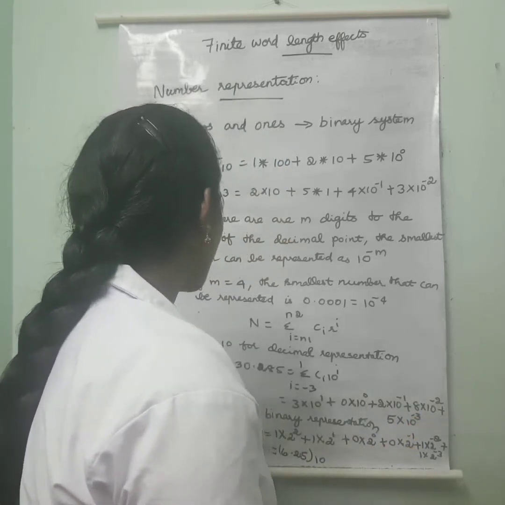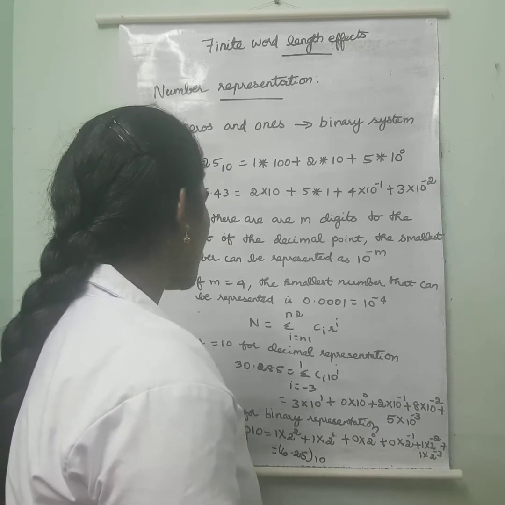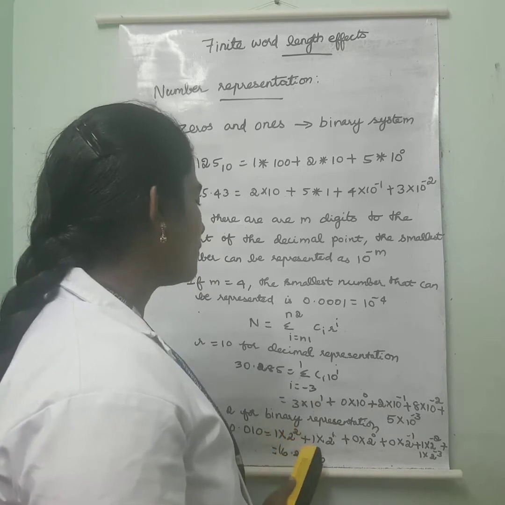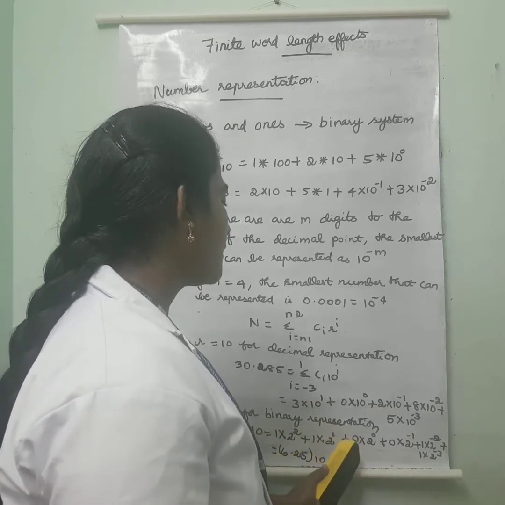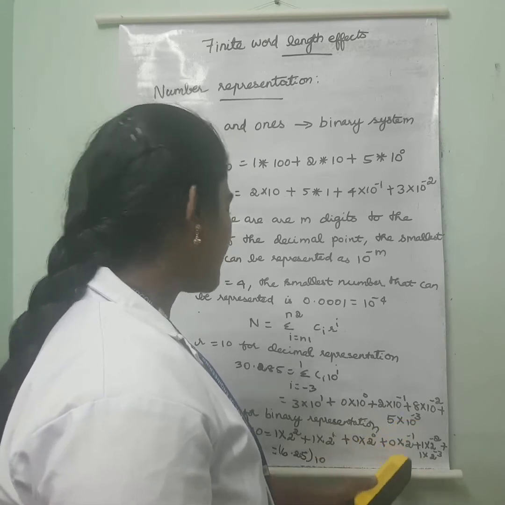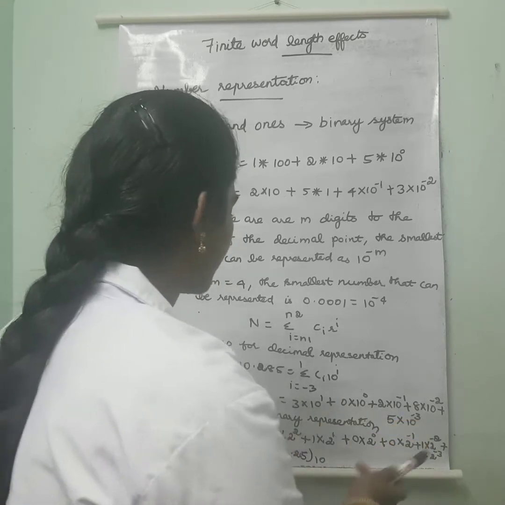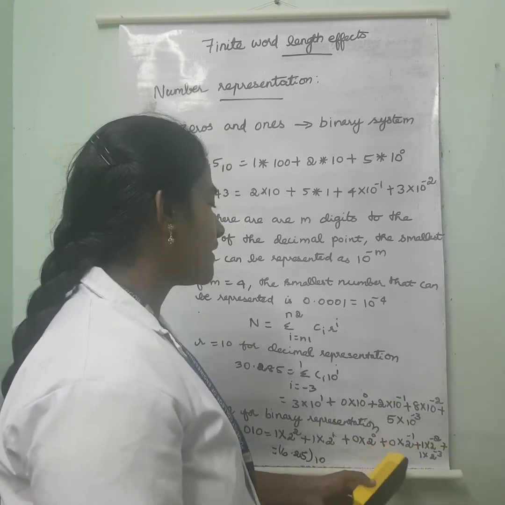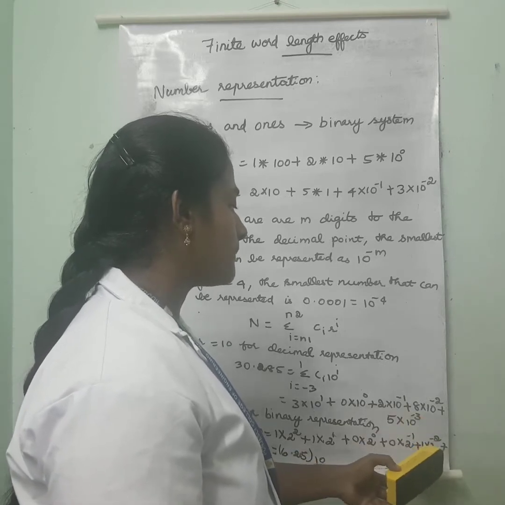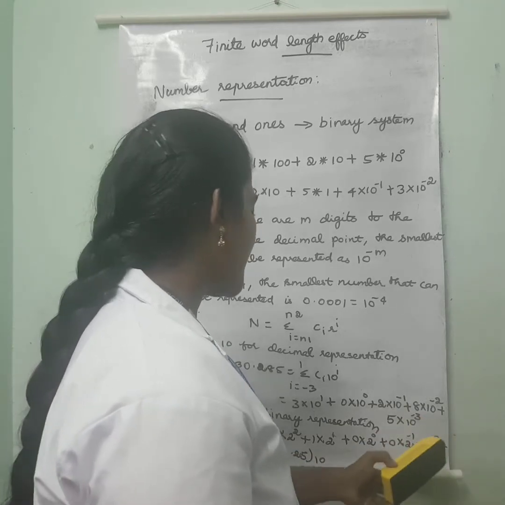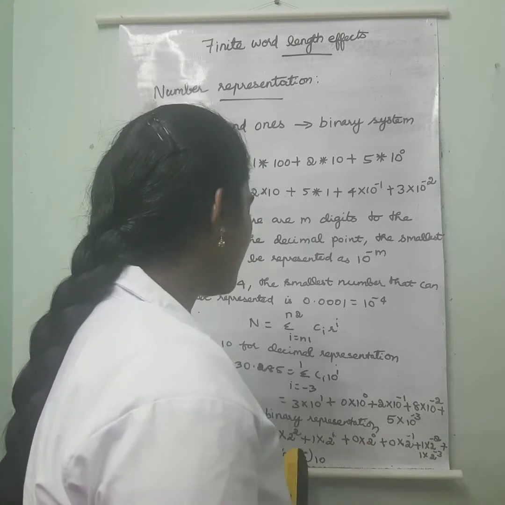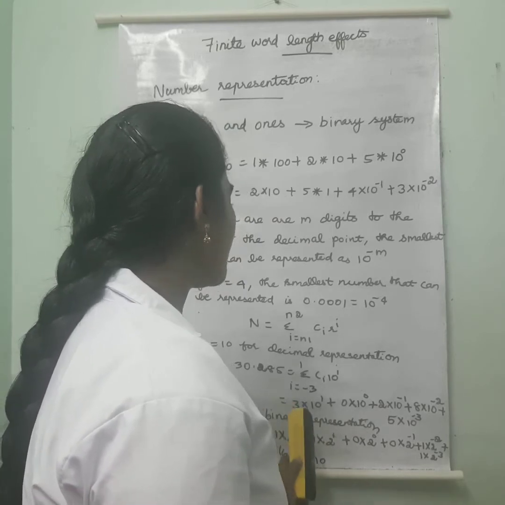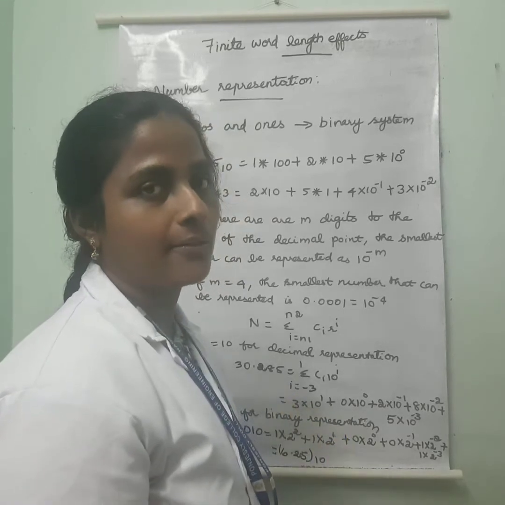Next, for r is equal to 2, the binary number 110.010 can be written as 1 into 2 power 2 plus 1 into 2 power 1 plus 0 into 2 power 0 plus 0 into 2 power minus 1. After the decimal point it can be written as 2 power minus 1, 2 power minus 2, 2 power minus 3. So 0 into 2 power minus 1 plus 1 into 2 power minus 2 plus 0 into 2 power minus 3. When you calculate this, you will get the value 6.25 with the subscript 10, which represents a binary number.